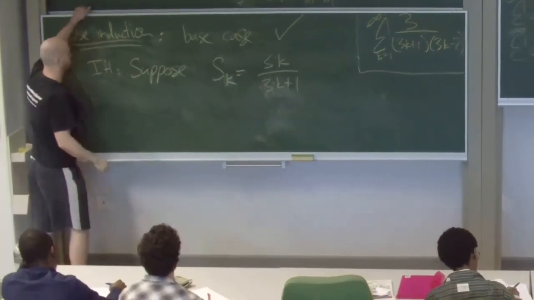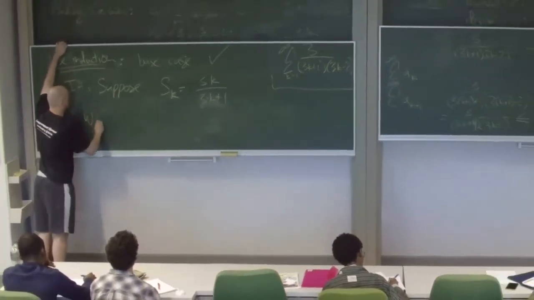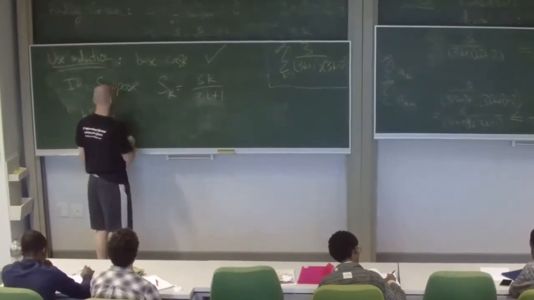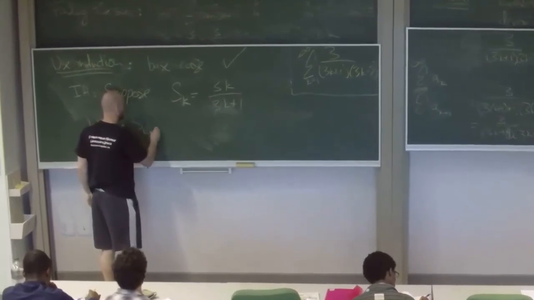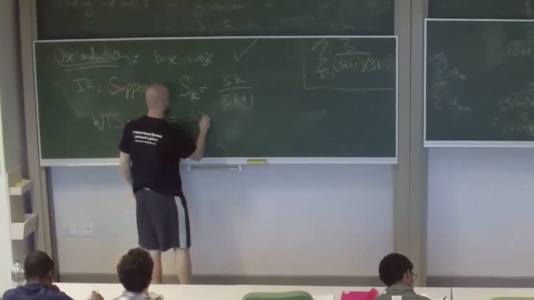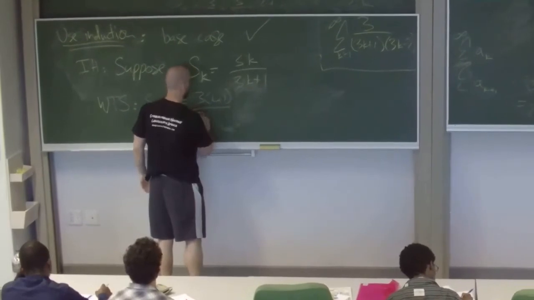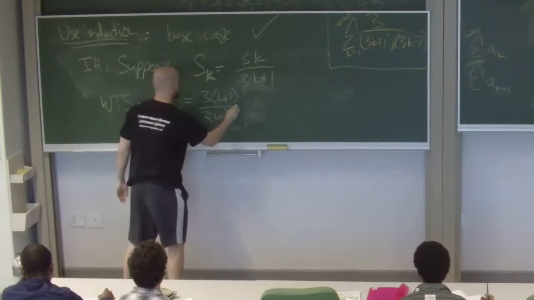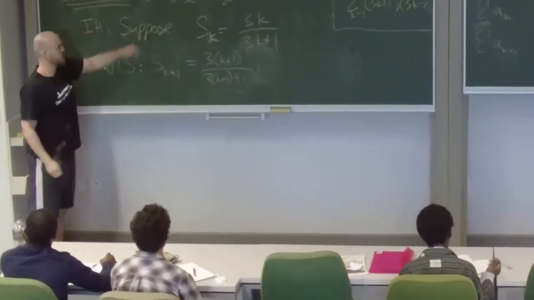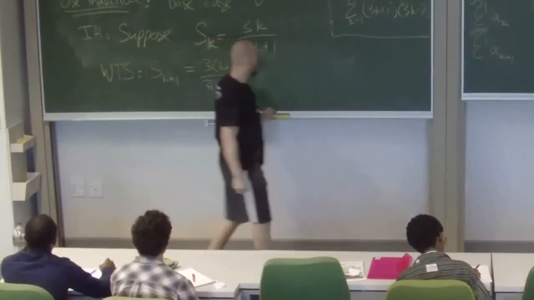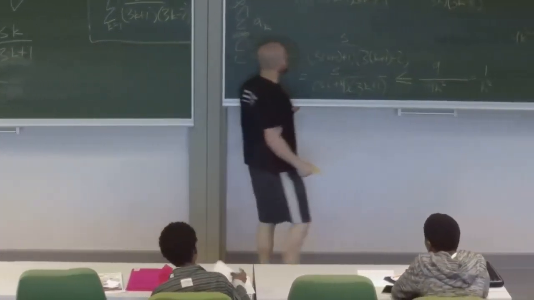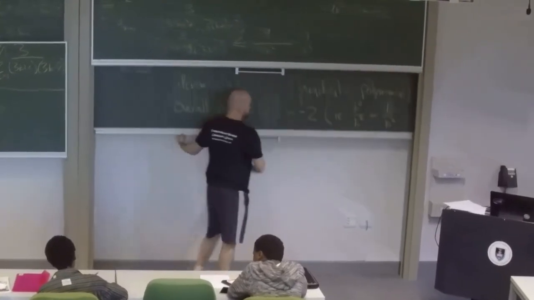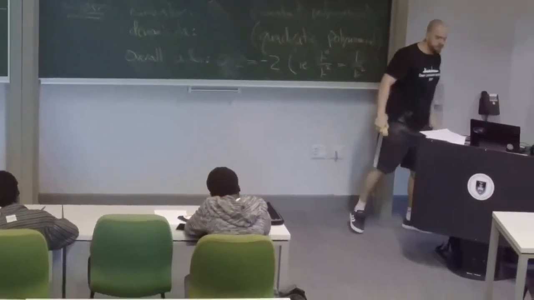Okay, and now we want to show that Sk plus 1 equals 3(k plus 1) over 3(k plus 1) plus 1, like this. So we just need to show that, assuming this, right? Okay, so let's do that quickly over here. Just check the time. All right.